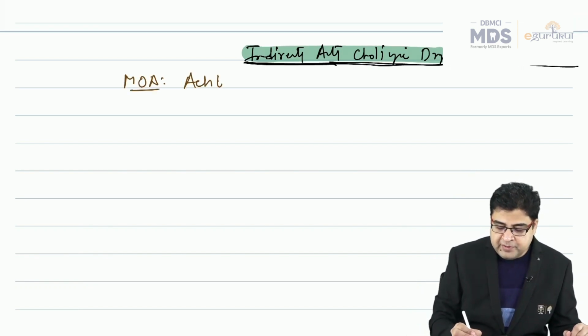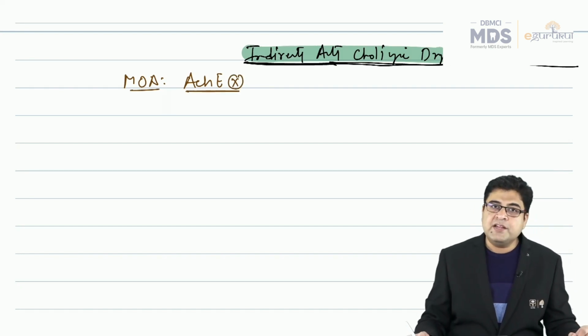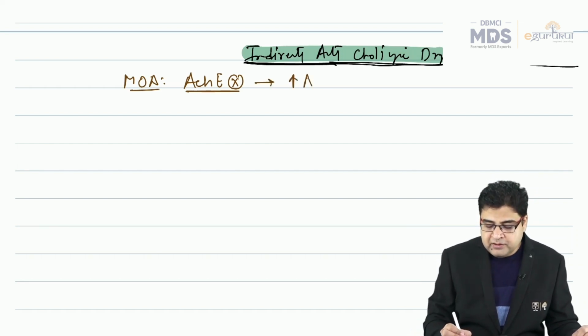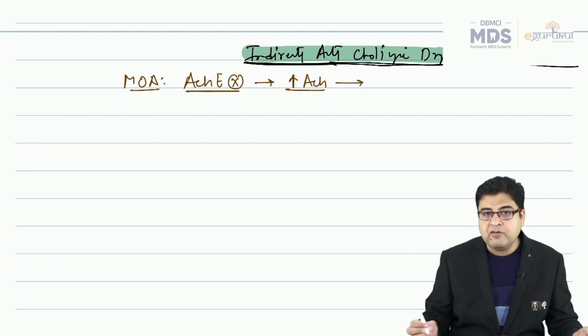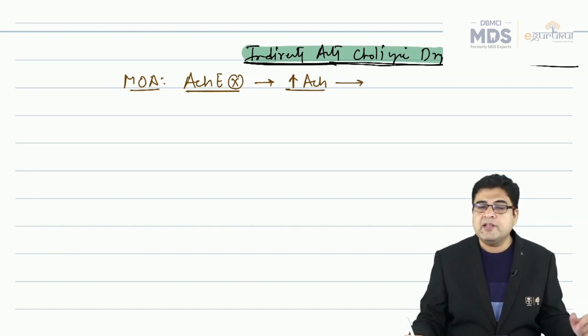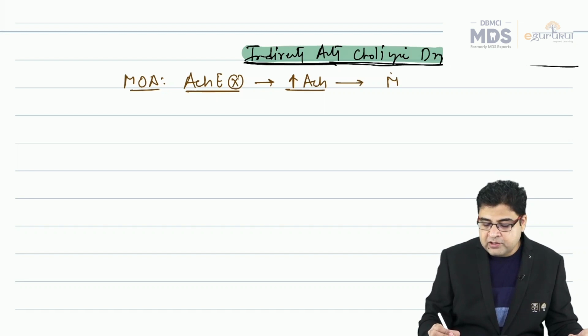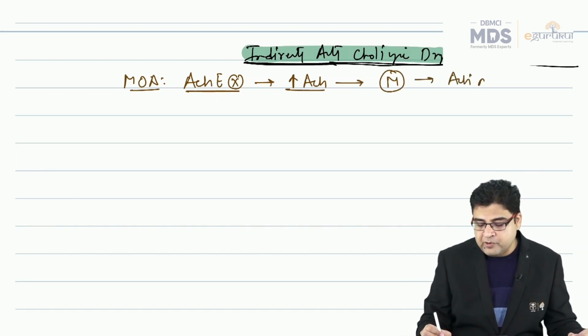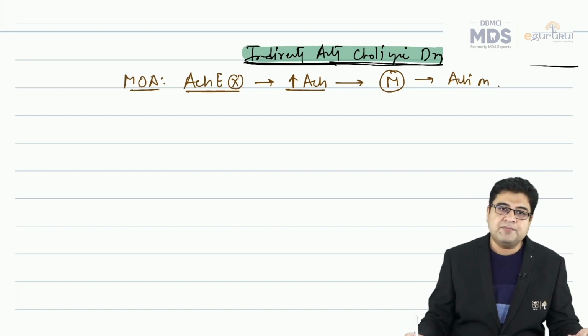These medicines are inhibitors of the acetylcholine esterase enzyme in the body. By inhibiting the acetylcholine esterase enzyme, these medicines will increase the effect of acetylcholine. Acetylcholine will stay in the body for a longer time. Now, acetylcholine will act on the muscarinic receptor and can produce the DUMBBELLS effect in the body. So, this is the indirect action of the medicine.